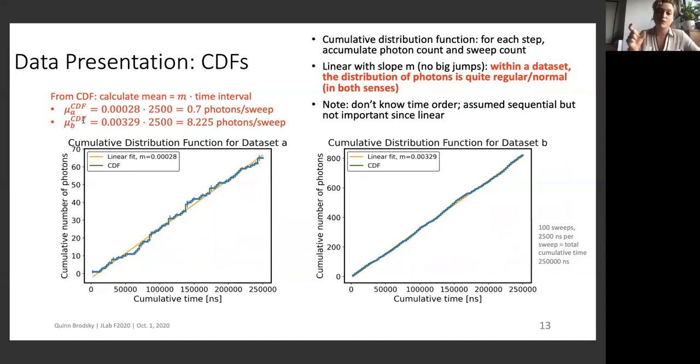time sweep interval, because the slope is in units of photons per sweep, and one sweep is 2,500 nanoseconds. So we can get a mean for data set A, which is about 0.7, a mean for data set B, which is about 8.2, which is pretty much the same as what we got with the other calculated means.